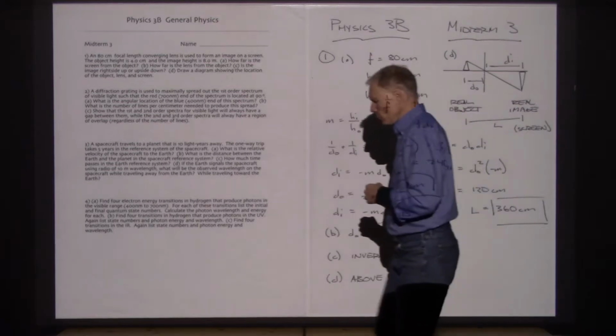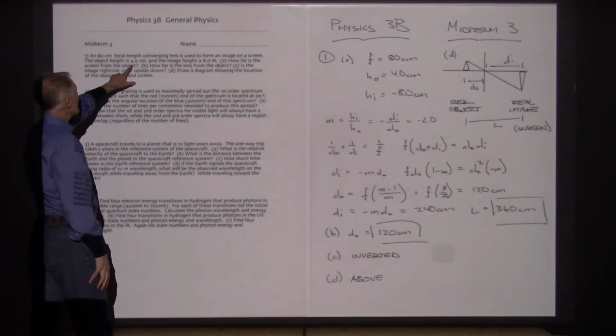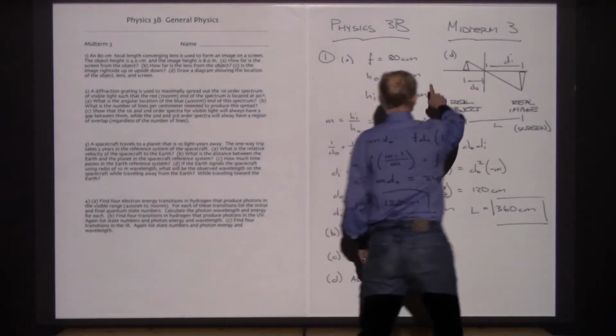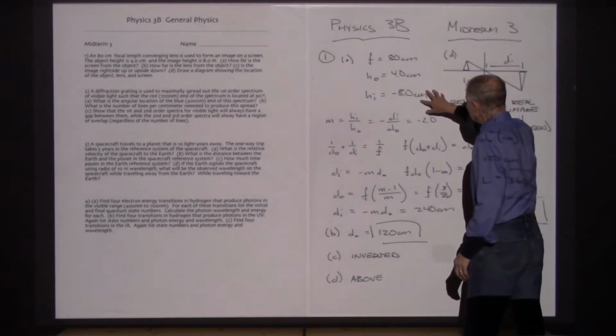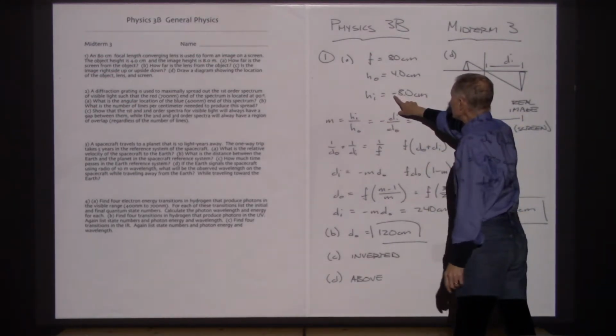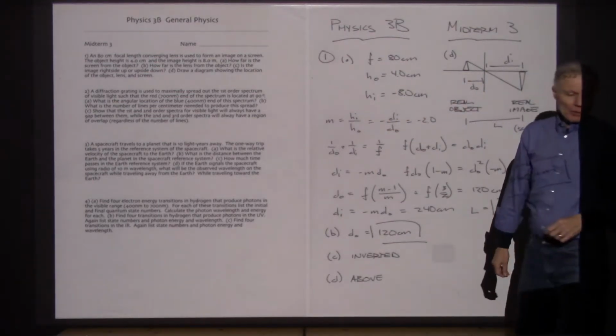What other information was given here? They did say the height of the object and the height of the image. The object height is 4 centimeters. Now they told us the image height is 8. They didn't put a minus sign on that. Now it's a little ambiguous about the image height.